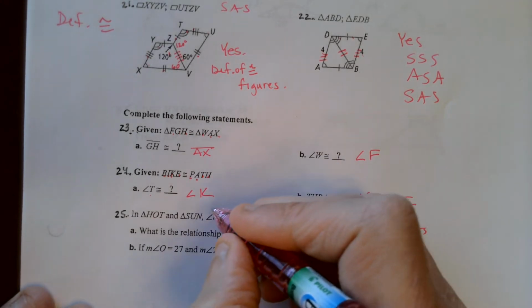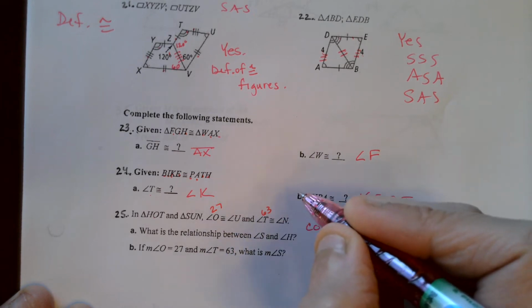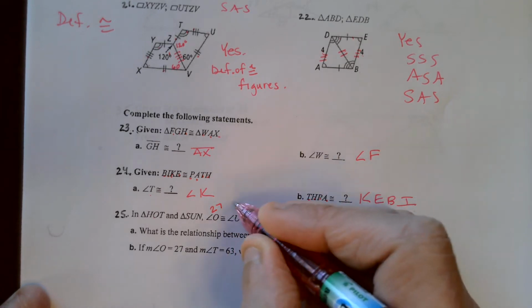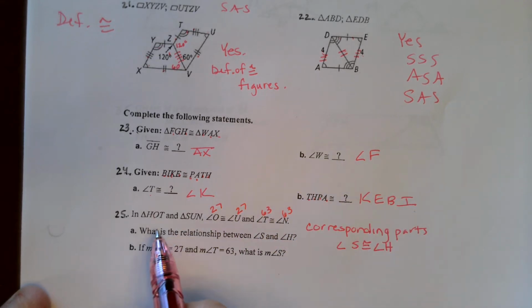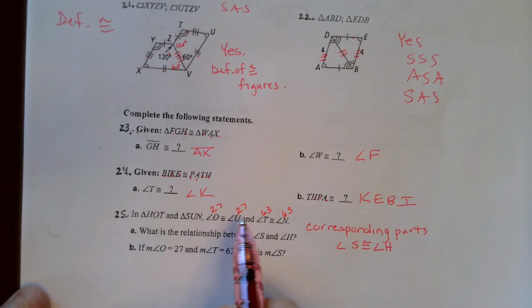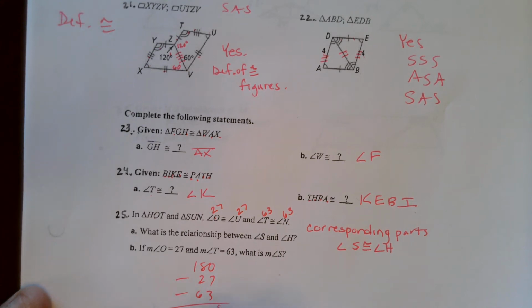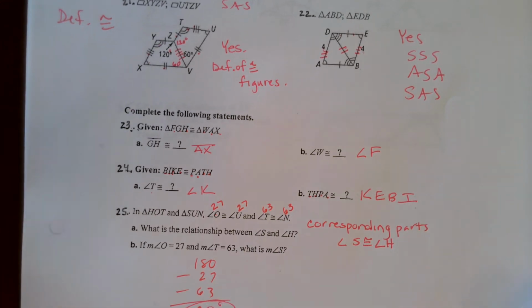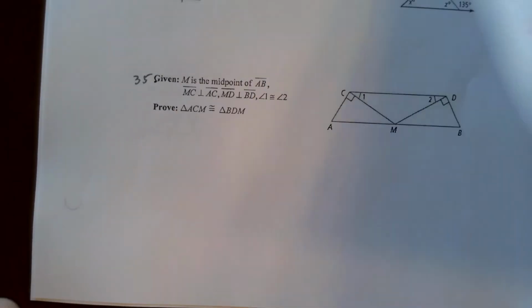And if O is 27 and T is 63, what's S? Well, that's 27, that's 63. So we have two of the angles in a triangle. So 180 minus 27 minus the 63 leaves you with 90 degrees. Onward.